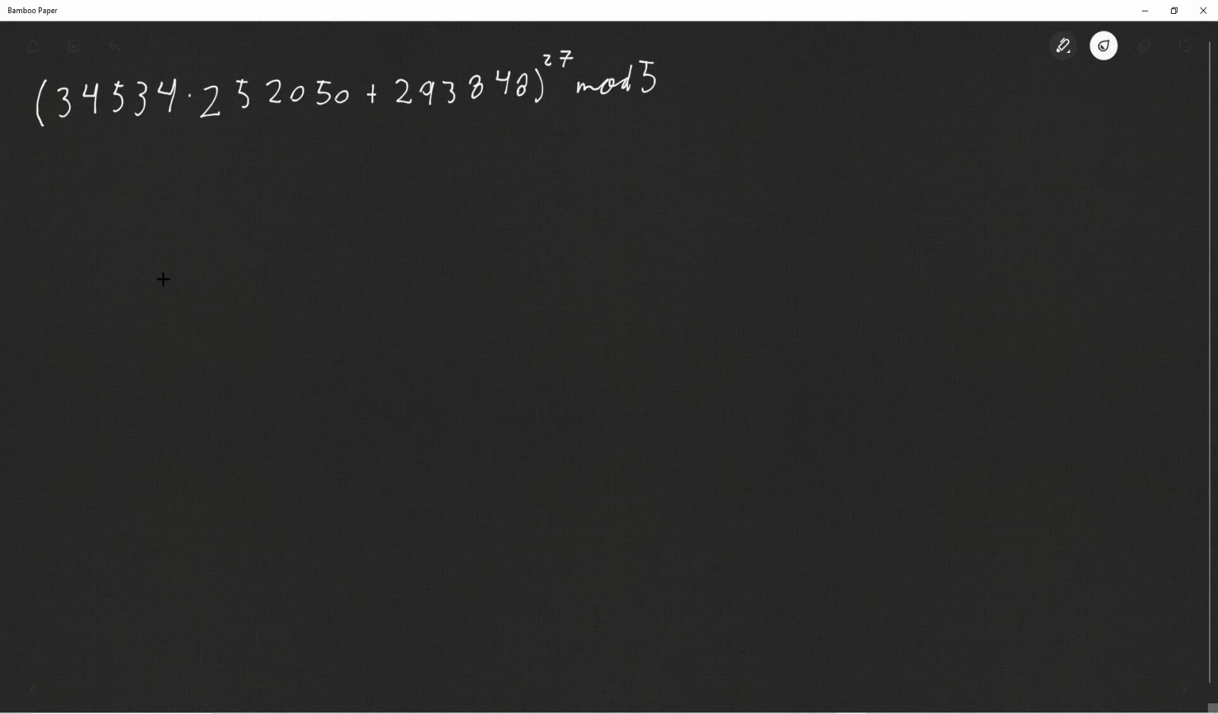So now we have our second question, which is 34,534 multiplied by 252,050 plus 293,848 all to the power of 27 modulo 5. So again, when we have an expression like this, we can take all our parts in the brackets and take them modulo 5 so that we can get smaller numbers in order to put it into a calculator.